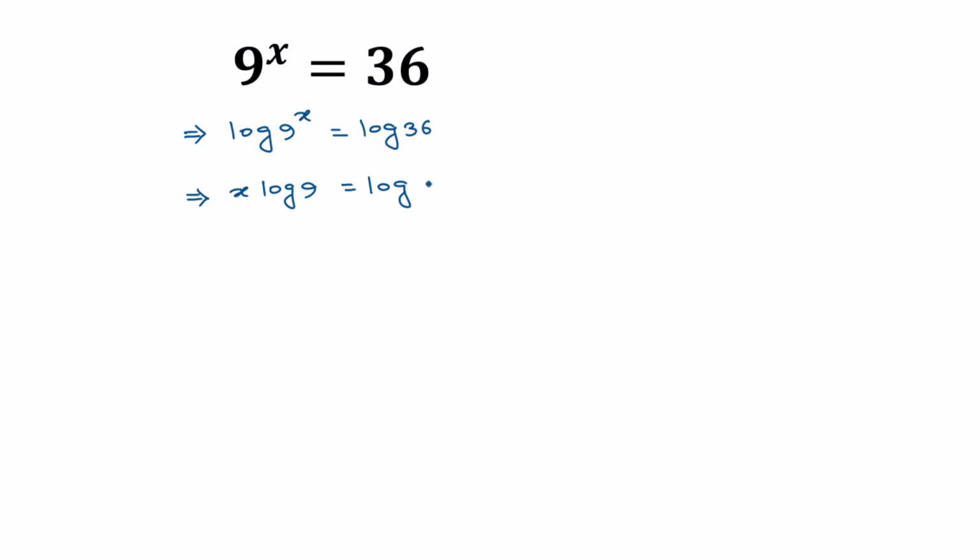We can write 36 as 9 times 4. This left side, x times log of 9, can be written as 3 square. This is equal to log of 9 is 3 square times 4 is 2 square.